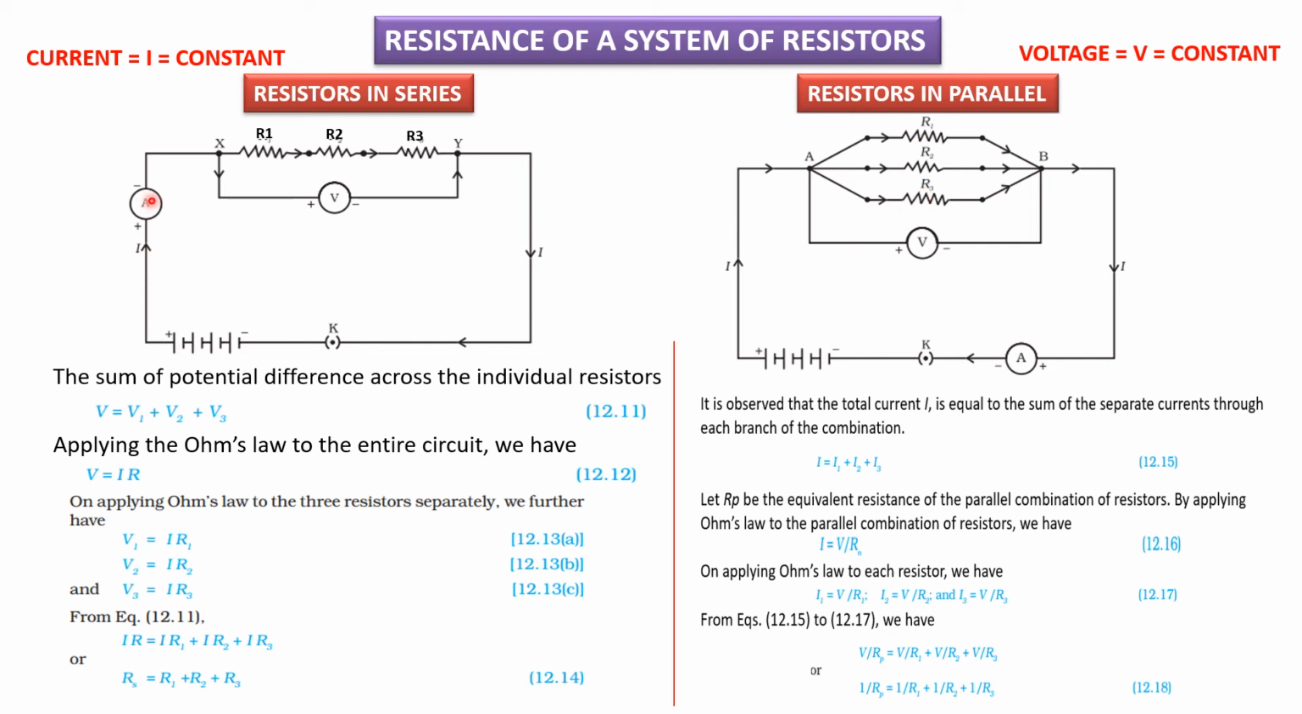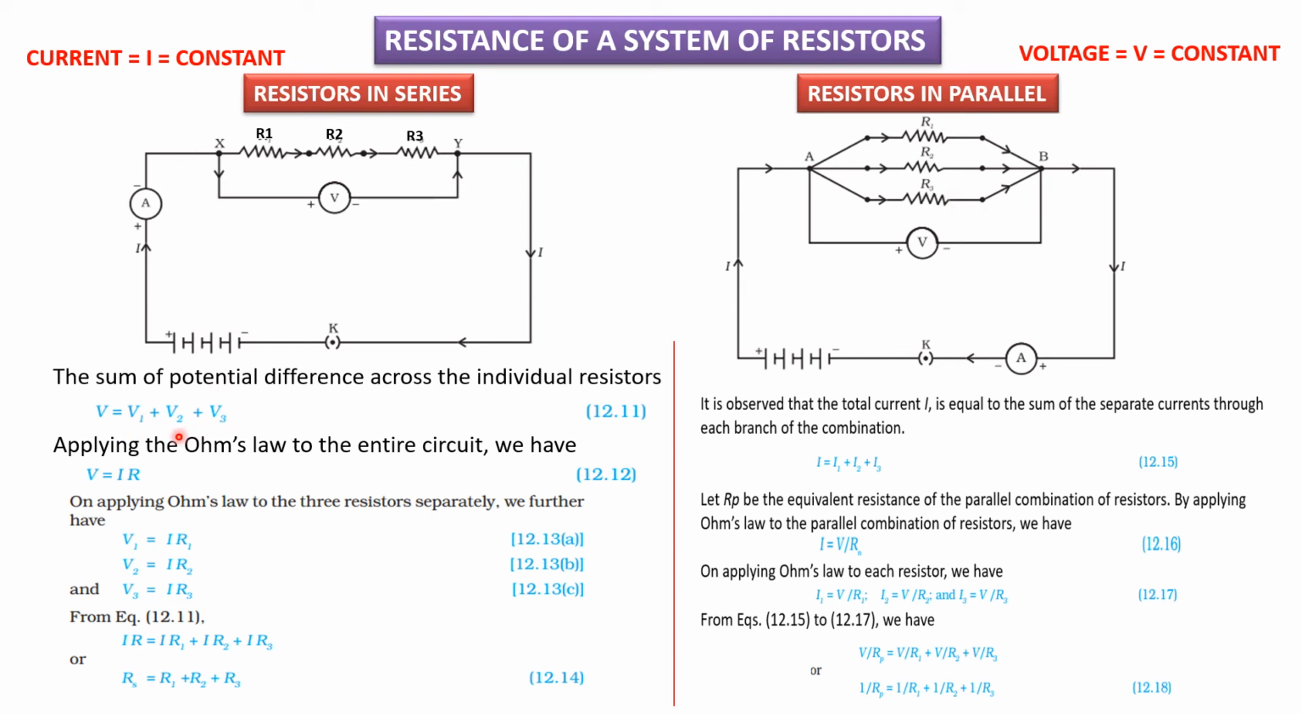Correct? Here also the voltage changes. That voltage will become V1, V2, V3 because the voltage is different here. V1, V2, V3. But here the current will be I, I, I. Why? Because current is constant in the series. See here, the current is different, right? The current will become I1, I2, I3. But what about the voltage? The voltage will be the same. At R1, the voltage will be V. At R2, the voltage will be V. At R3, the voltage will be V. So that is the difference.